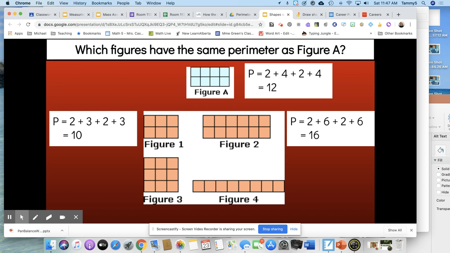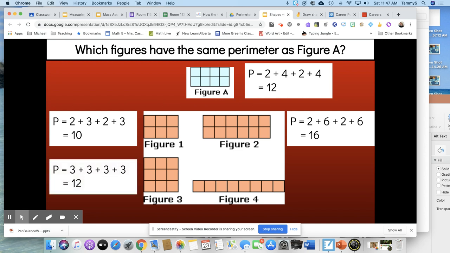Let's look at figure 3. Now figure 3, you should notice, is a square. The length and the width are the same. They're both 3 units. So the perimeter is going to be 3 times 4, because there are 4 sides, which is 12, or you could do it the long way and say perimeter is equal to 3 plus 3 plus 3 plus 3. And you should notice that, yay, we finally have a match. So figure 3 has the same perimeter as figure A.